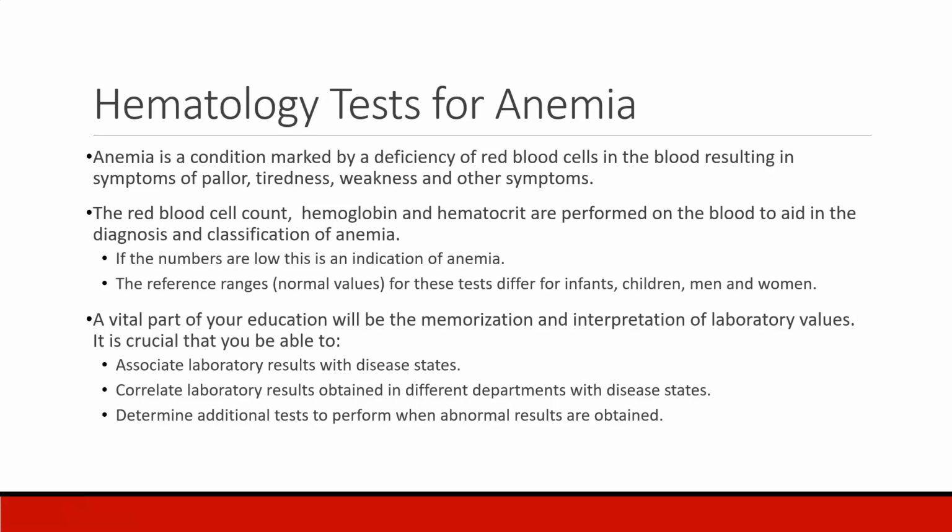The reference ranges or normal values for these tests will differ for infants, children, men, and women. Babies have very, very high red cell counts, and in children it will then fall off to varying levels, and then you finally reach your adult level. Men and women differ, and that's because women have their menstrual cycle. Every month they lose blood, so their hemoglobin and hematocrit levels are not going to be the same as men.